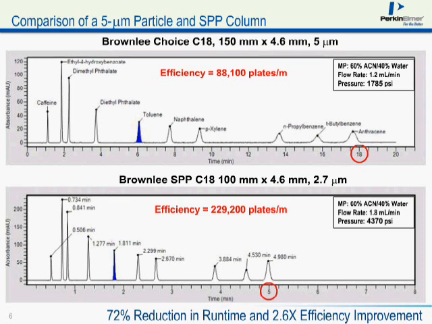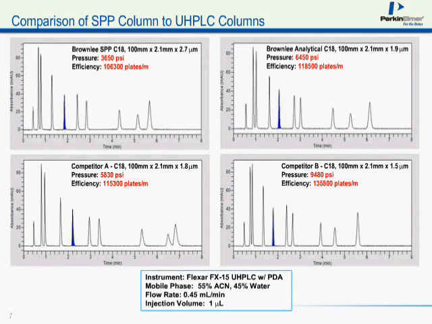Also, we compared these to some sub 2 micron particle size columns from a couple of competitors and also one of our own. This is the same test mix. The chromatogram in the top left-hand corner is on the SPP column. It's a 100 millimeter by 2.1 millimeter column. You notice that I get complete separation of all 9 components in less than 6 minutes, and the back pressure on this column is about 3,600 psi.